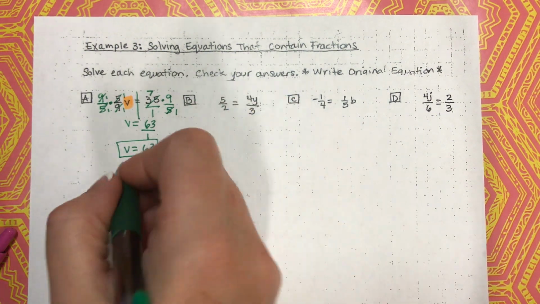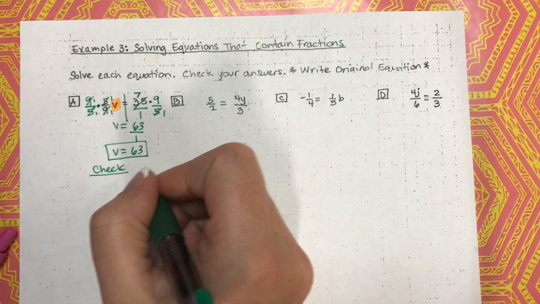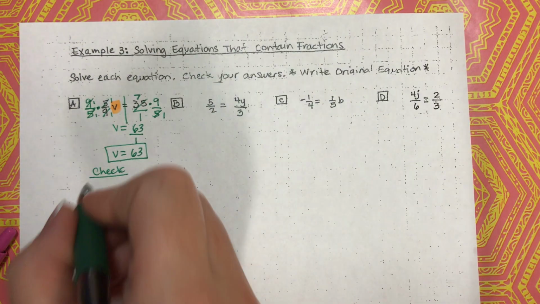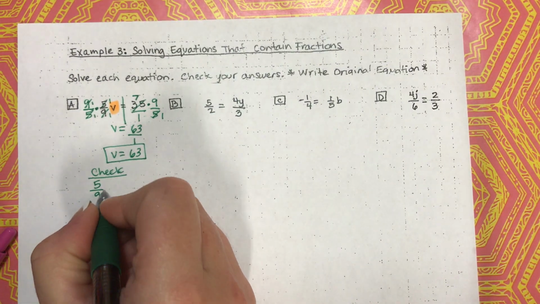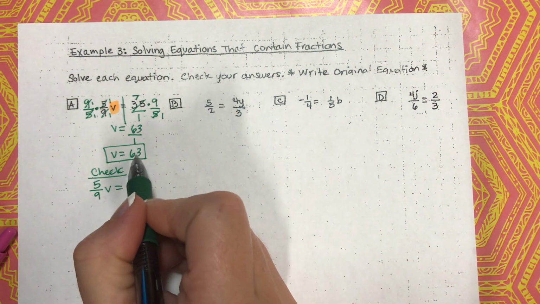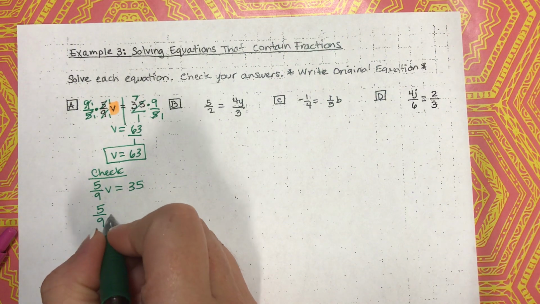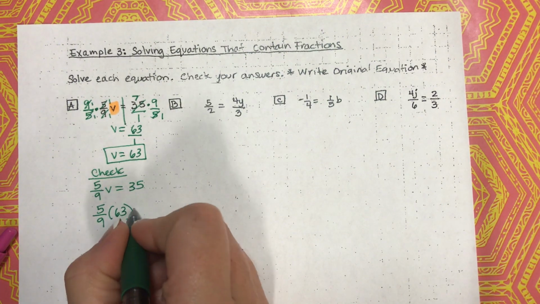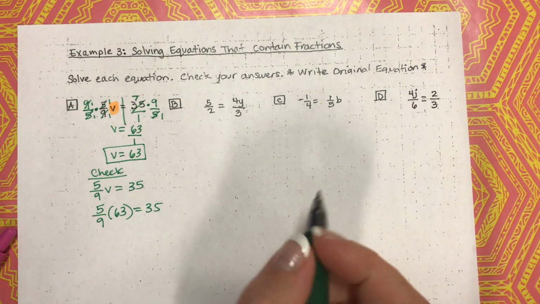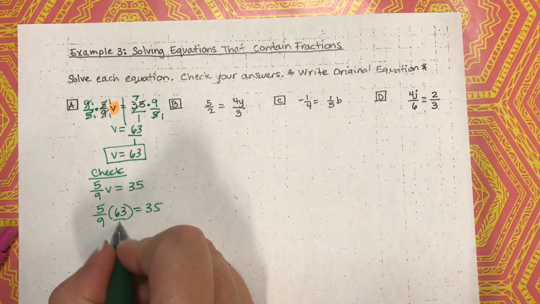All right, now it's time to check it. We're going to write that original equation, which is 5/9 V equals 35, and then we're going to substitute 63 in for V. Really, we're going to make 63 a fraction, 63 over 1.